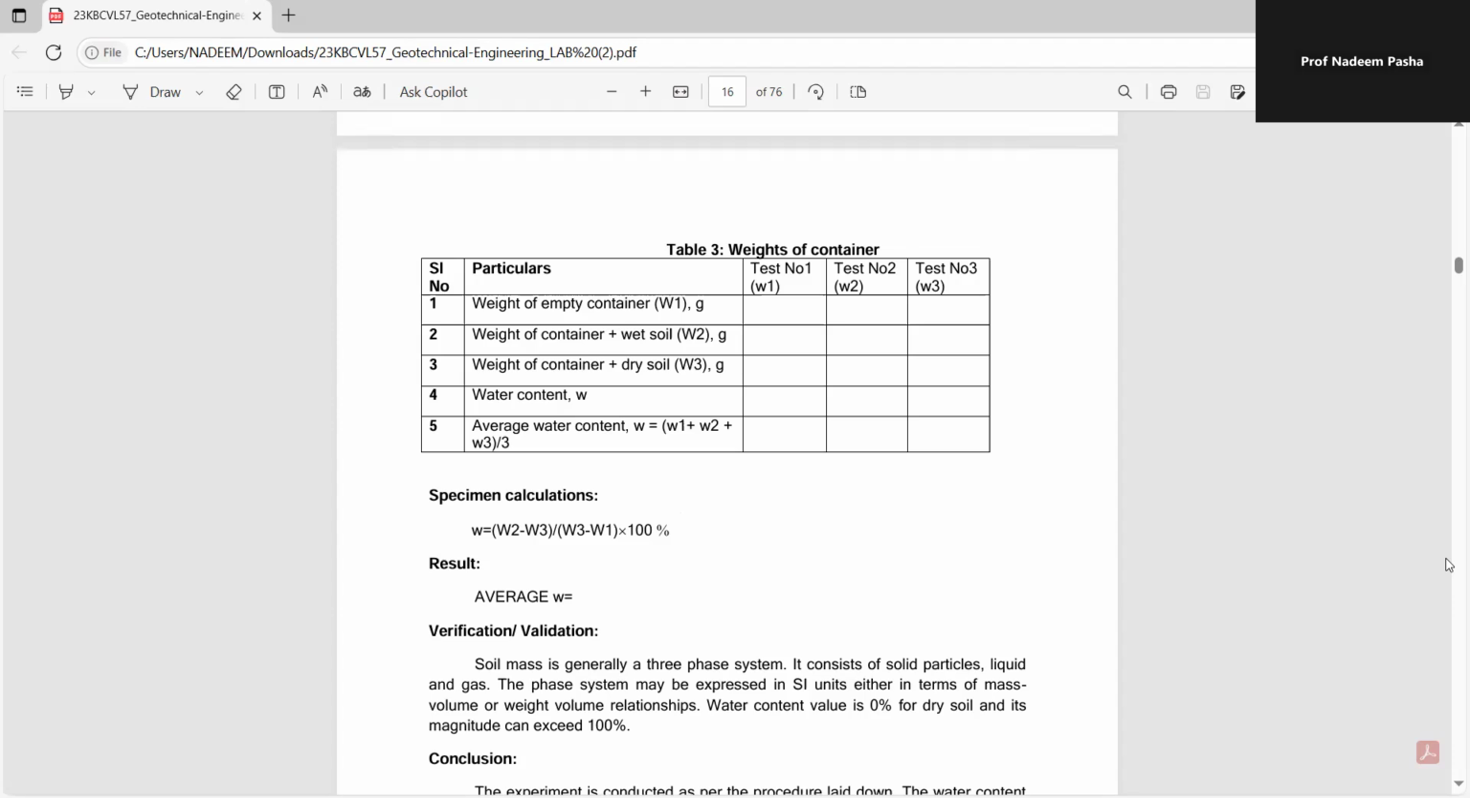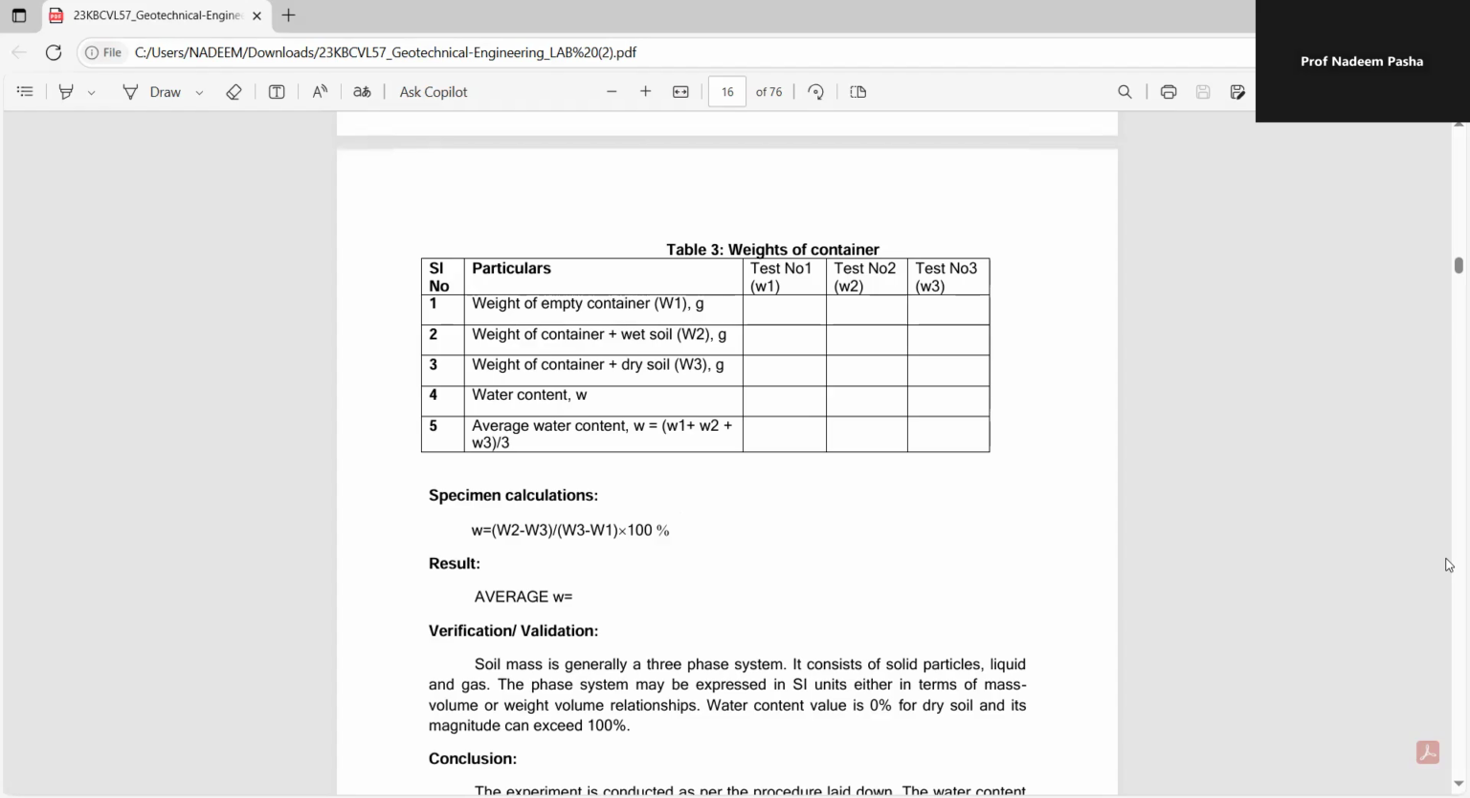So in the tabular column: weight of empty container, that will be W1 gram; weight of container plus wet soil, W2 gram; weight of container plus dry soil, W3 gram. Specimen calculation. So what is W1, W2 and W3? That is important. Compared to the earlier experiment of specific gravity, in this method of determining water content, W4 is not there. Only three, W1, W2, and W3.